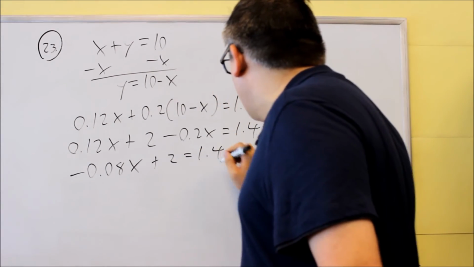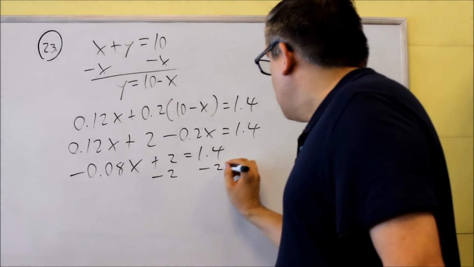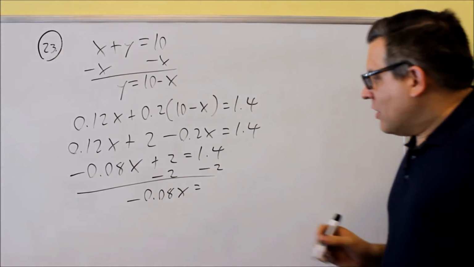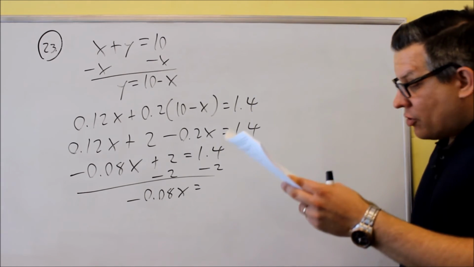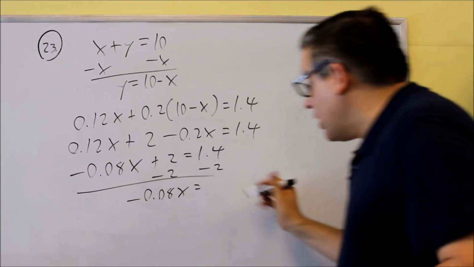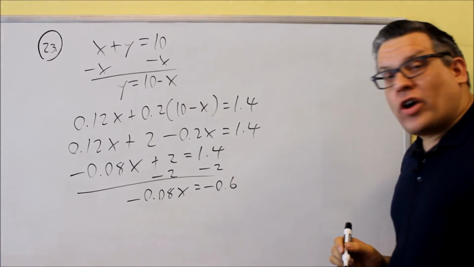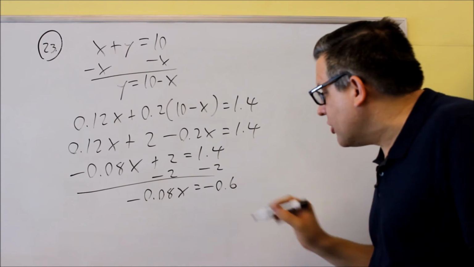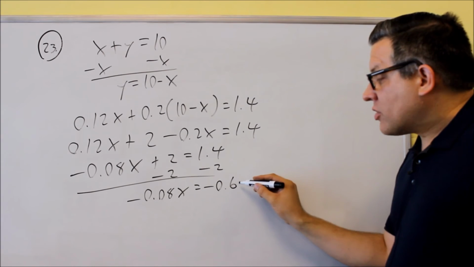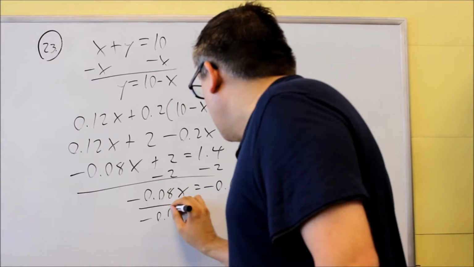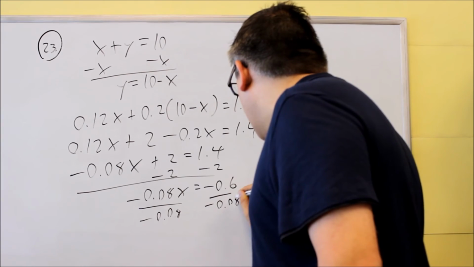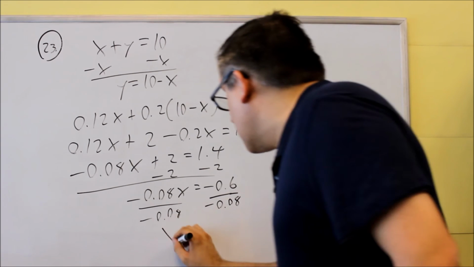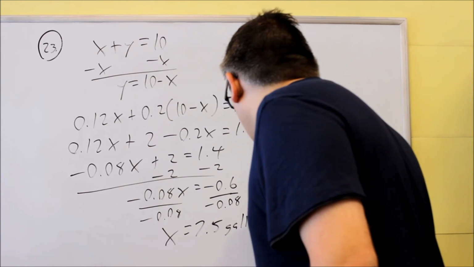plus 2 equals 1.4. We're going to subtract 2 from both sides. Again, be really careful when you subtract those decimals. Okay, so if I take 1.4 and subtract 2, then what I'm going to get is negative 0.6. So it's like a 2.0 minus 1.4, so you get 0.6 left over. All right, now we're going to divide by negative 0.08 on that. So when I divide by that one, what I get is 7.5 gallons.